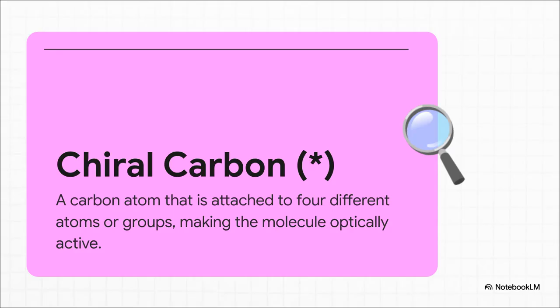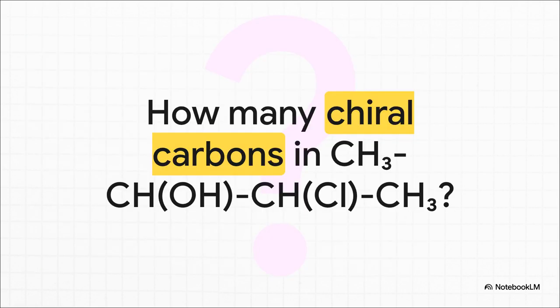So, your mission, should you choose to accept it, when you're faced with an optical isomerism problem, is to hunt for something called a chiral carbon. This is a carbon atom that is bonded to 4 completely different groups. If you can find one of these, you know the molecule is optically active and it will have a mirror image twin. Let's put this into action right now.